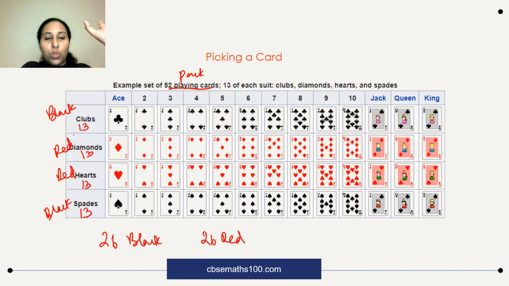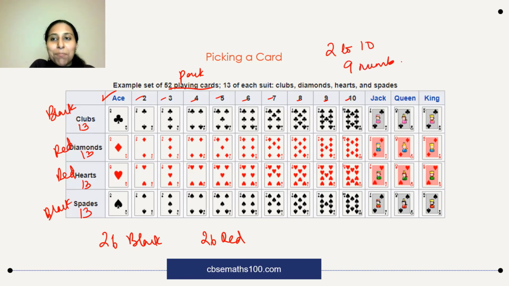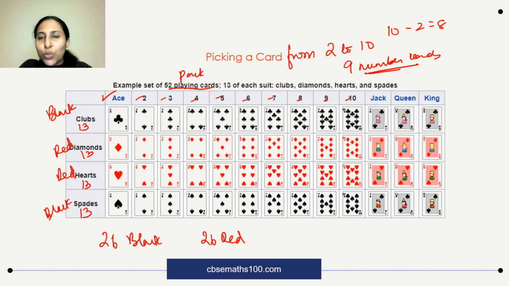13 cards you have in each suit. What are these 13 cards? You are having ace, 2, 3, 4, 5, 6, 7, 8, 9, 10. So how many number cards you have? You have number cards from 2 to 10. From 2 to 10 means how many number cards are there? 9 number cards. Don't say 10 minus 2 equals 8. When I say from 2 to 10, 2 is also included. So when you're counting, you should do 10 minus 1, only 1 is not there. So it will be 10 minus 1, which is 9 number cards.